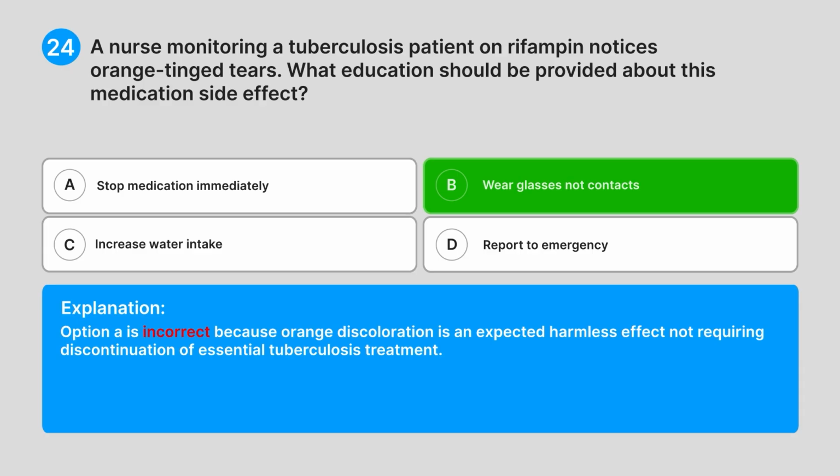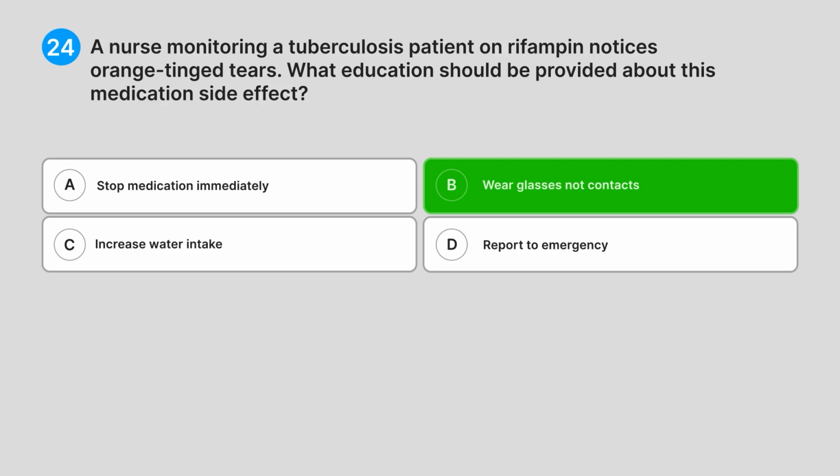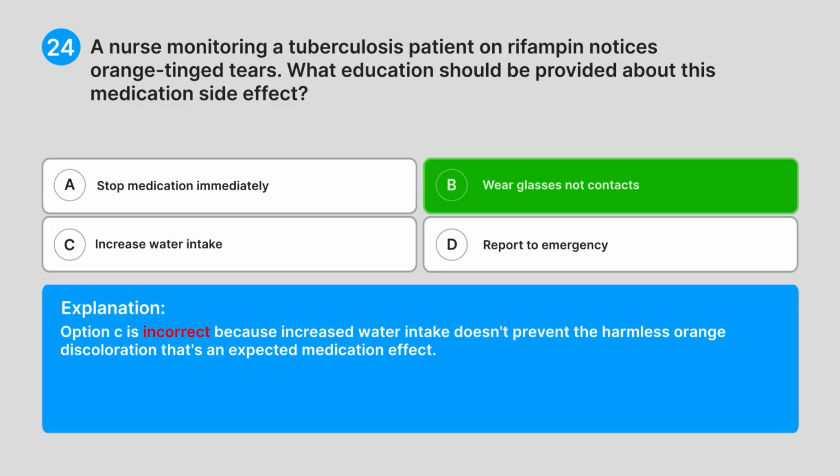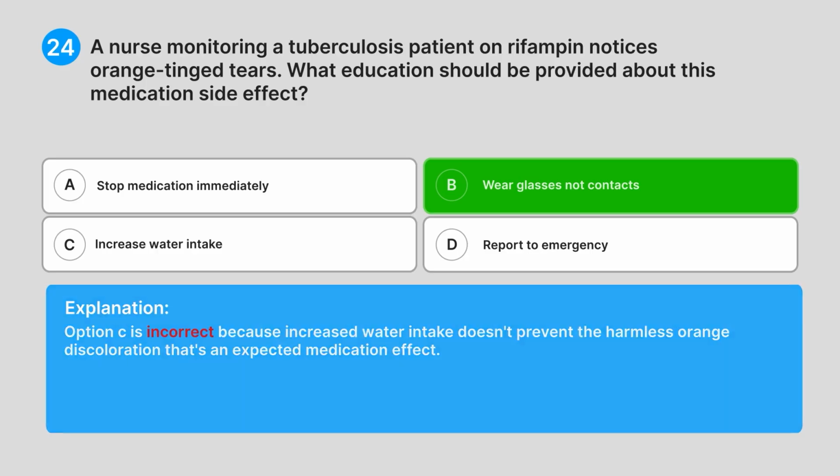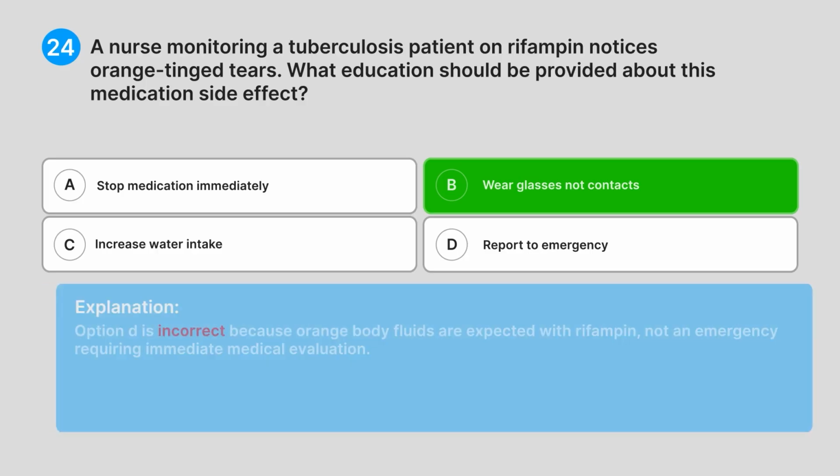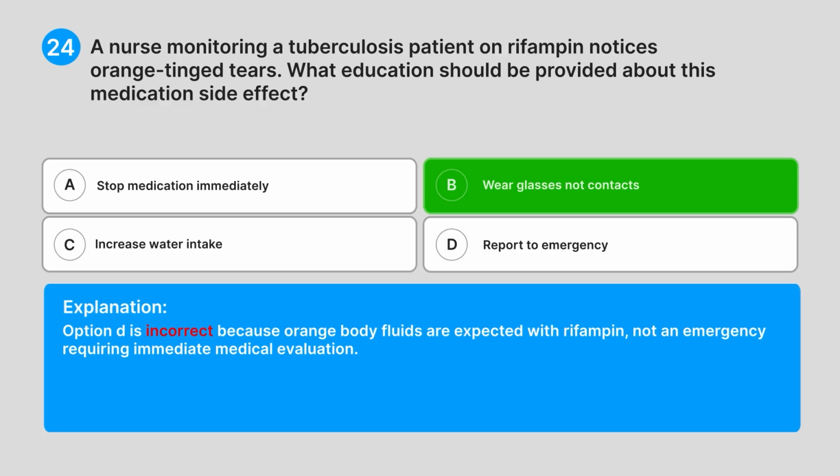Option A is incorrect because orange discoloration is an expected harmless effect not requiring discontinuation of essential tuberculosis treatment. Option C is incorrect because increased water intake doesn't prevent the harmless orange discoloration that's an expected medication effect. Option D is incorrect because orange body fluids are expected with rifampin, not an emergency requiring immediate medical evaluation.